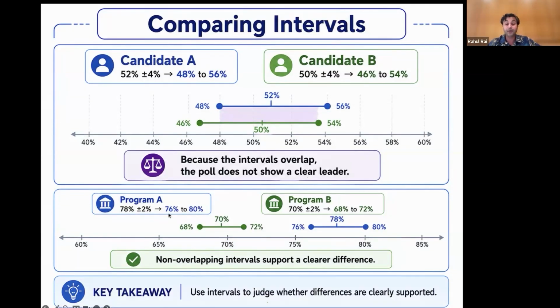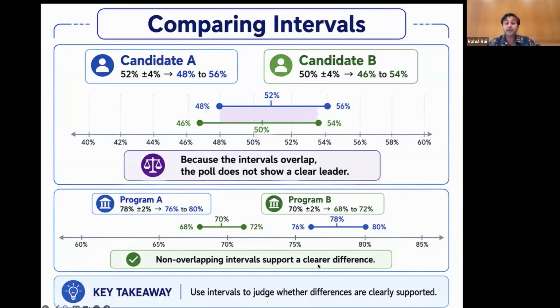Program A and program B with certain sample means and margins of error. So this range for program A will be from 76 to 80%. For program B, given by 70% plus or minus 2% margin of error, this will be 68 to 72. Now, if you plot them, you see the interval for program B is on the left-hand side, and it does not overlap with the interval for program A. Okay, now we have non-overlapping intervals, right?